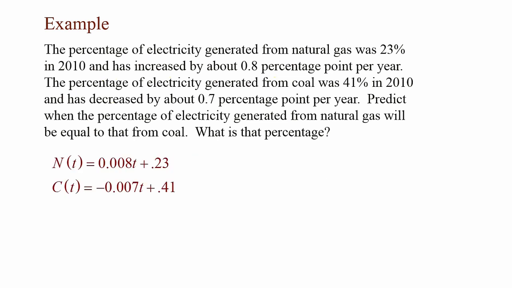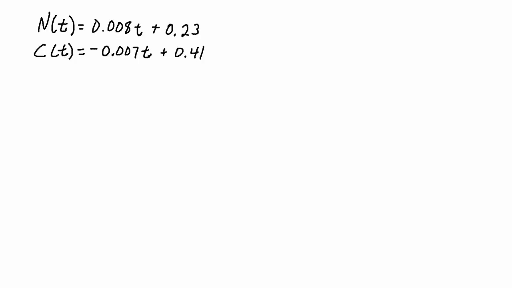Therefore, my two equations are N of t equals 0.008t plus 0.23, and C of t equals negative 0.007t plus 0.41. To predict when the percentage of electricity generated from natural gas will be equal to that of coal, we need to use substitution or elimination to find t. Given our two equations, substitution would be the easiest method to solve, so set them equal to each other.